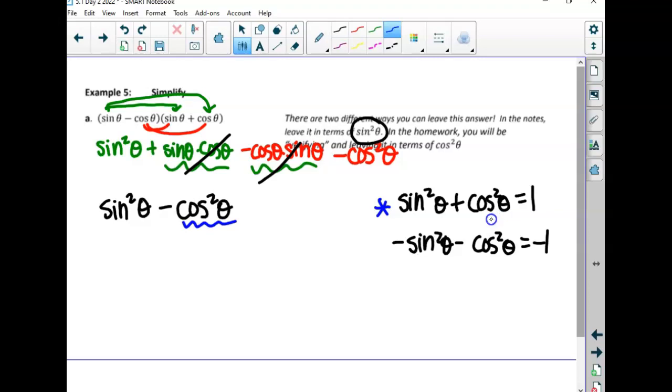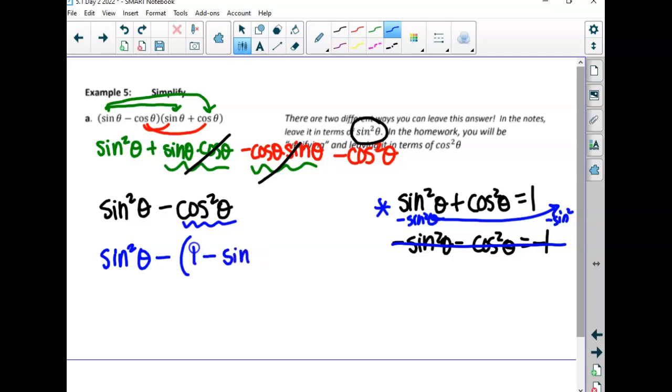But if I subtract that over there, that would be the cosine squared, right? But I got to be careful. There's a negative here. So I'm going to go sine squared theta minus, and I'm going to replace cosine squared with a what? Yes, I'm going to subtract the sine squared over to the other side. So I'm going to replace cosine squared with a 1 minus sine squared.